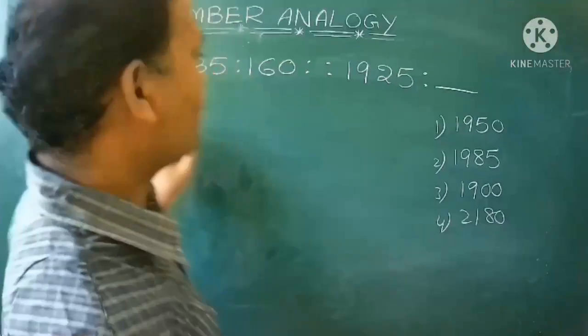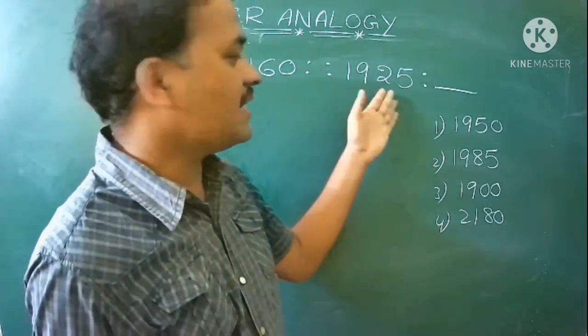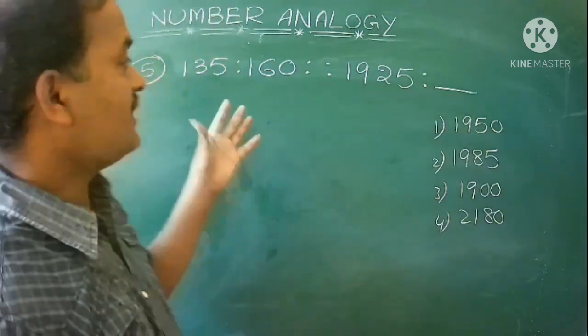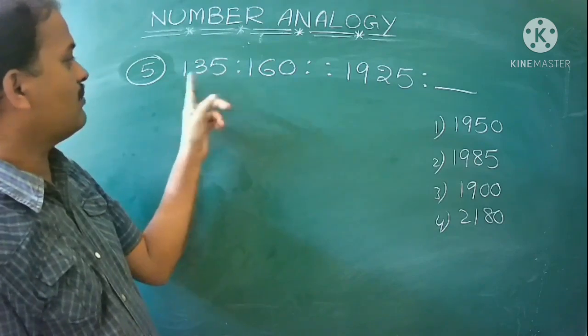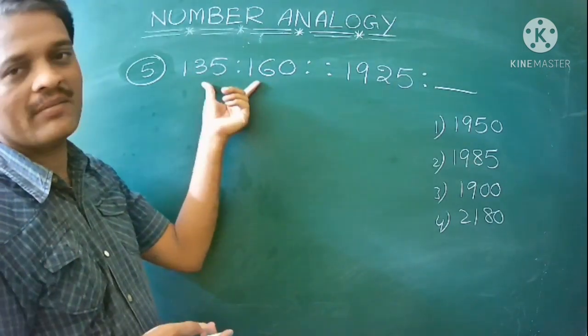Okay friends, next 5th question, 135 is to 160 and 1925 is to dash. So very simple. But in this big type of number, these two numbers are nearby. 135 and 160 are very nearby values.